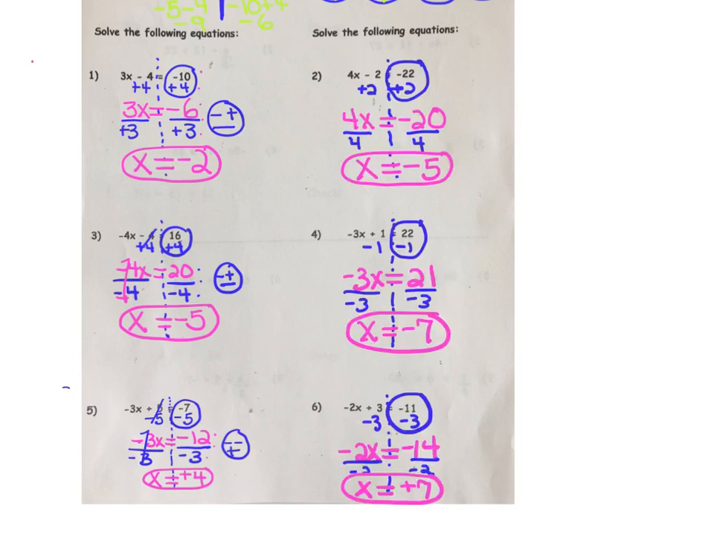For number 2, you should have gotten x equals -5. For number 4, you should have gotten x equals -7. Give yourself a C. And for number 6, you should have gotten x equals +7. Give yourself a C or a star. This concludes page 13.